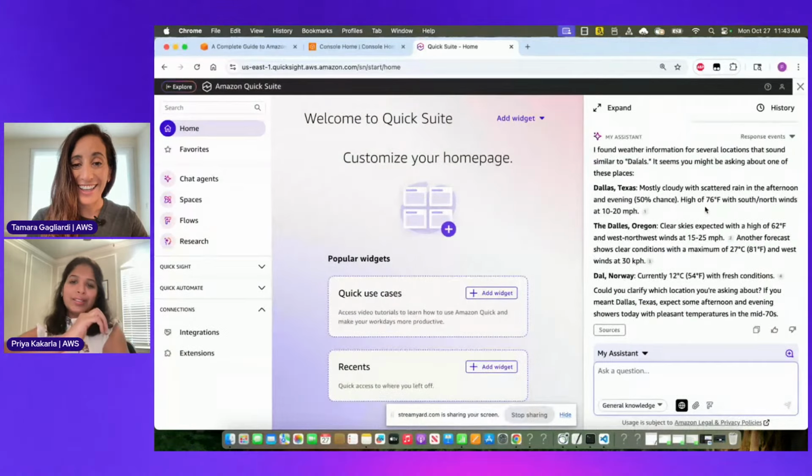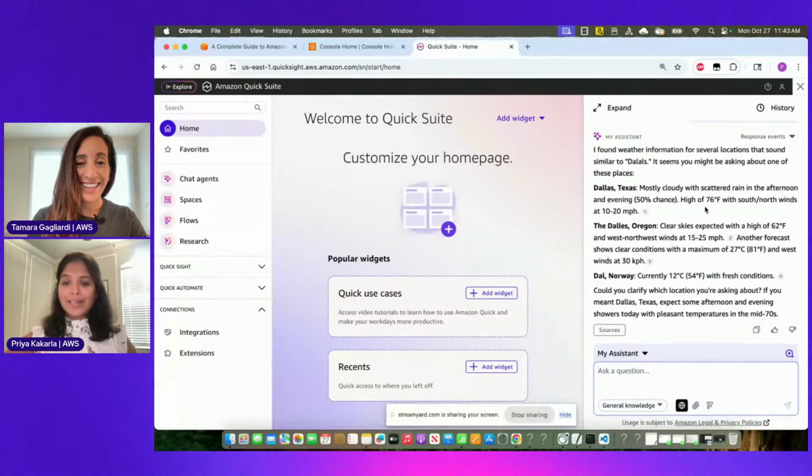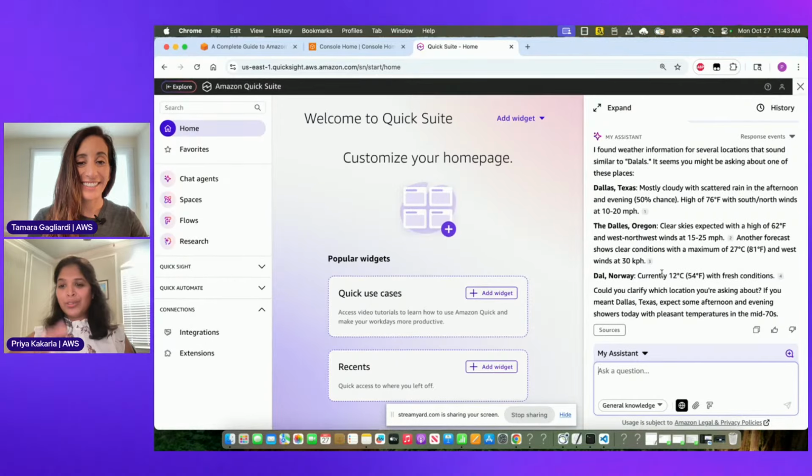So it did tell me how the weather looks in Dallas. I think because of the version that I have typed, it can find out the typos, and then it gave me a different version of Dallas as well. So this is the default chat agent that you could use for regular questions. It doesn't have to be anything specific to your company or organization, right?